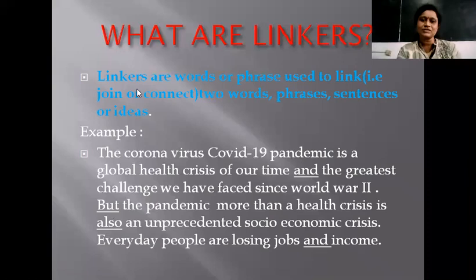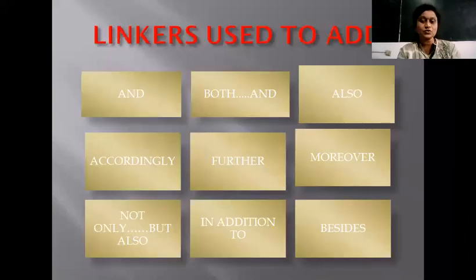So there are different kinds of linkers. Linkers to join or linkers to add, linkers to contrast or linkers used to compare things. Okay, linkers used to end something. So there are different kinds of linkers and each linker performs its own function. They have their own functions or uses. So let us learn about each kind of linkers here. So the first kind of linkers are linkers used to add. So as I told you, to add two words or sentences or phrases, we use certain kinds of linkers.